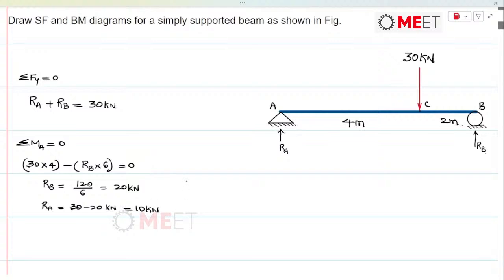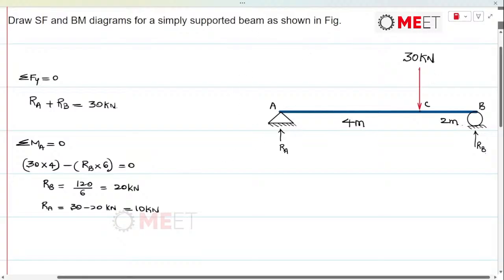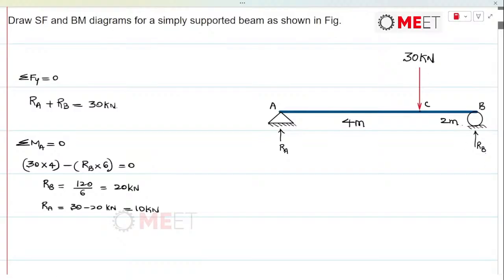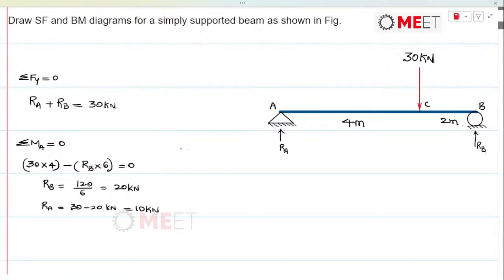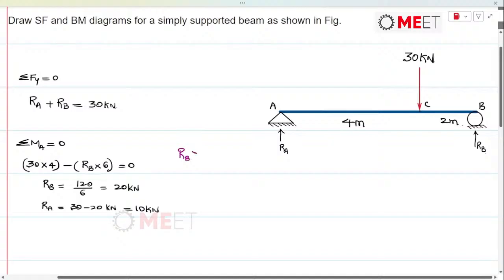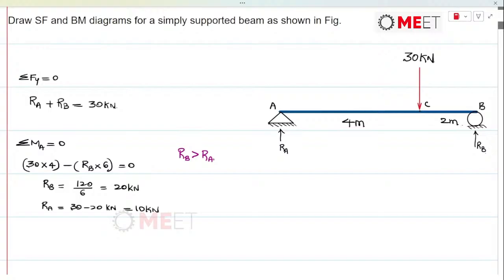Here also I want to tell you an observation. We are finding the 30 kilonewton force closer to RB, so the value of RB has to be greater than RA. Remember that, so that's when you can validate your answers, whether they are correct or not. This is one of the ways. You should always try to observe how far this applied load is from any of these reactions. The reaction nearer to the loading point will be taking the maximum reactive force.